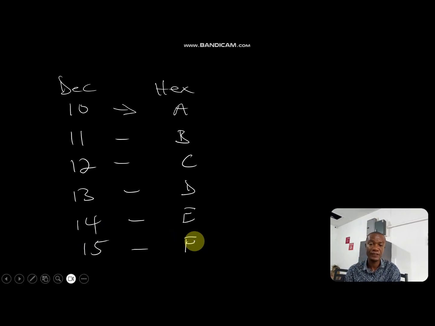It ends at 15 because we are working under base 16. No answer should be greater than or equal to 16. So we end at 15, which is F. So in hexadecimal, we don't write 10 but A. And we don't write 15 but F.